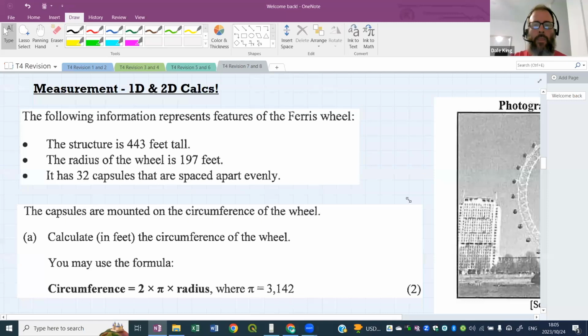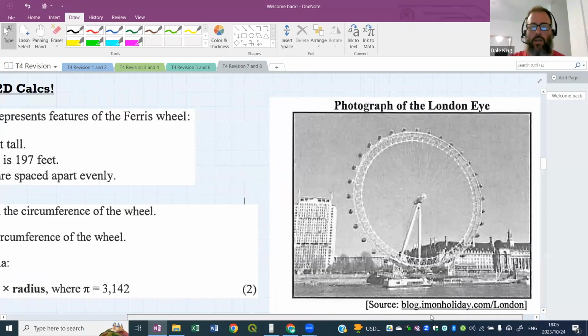Just hang in there. I don't know if you guys know London at all, but in London there is a big Ferris wheel with capsules in it called the London Eye. A lot of cities and fairgrounds have a Ferris wheel. I'll show you the image here on the right-hand side. So there is the London Eye, a little bit of a gray image there. So this scenario is about the London Eye Ferris wheel.